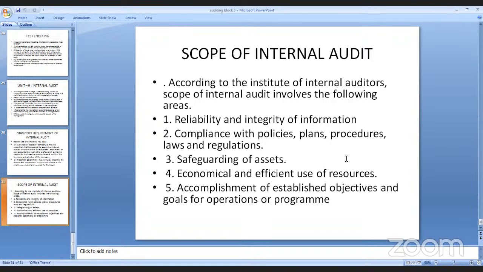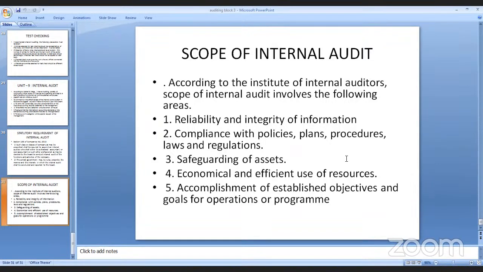So, internal audit focuses on the policies, plans, procedures, rules and regulations of the business. Next, internal audit generally safeguards the assets. The main intention is to provide the appropriate information and also to safeguard the assets of the company.